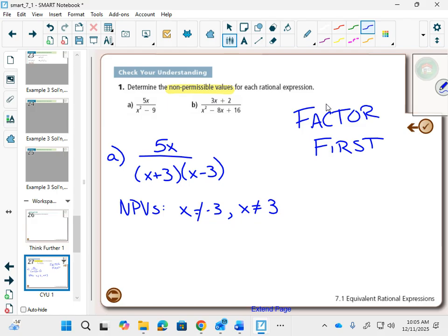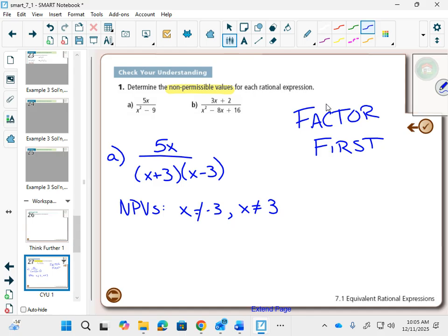That's right. And check, look at the original equation. If I plugged in -3, -3 squared is 9. 9 minus 9 makes 0 on the bottom. Not allowed. Can't divide by 0. If I plug in +3, 3 times 3 is 9, minus 9 would make it 0 on the bottom. But having it factored makes it easier to see.